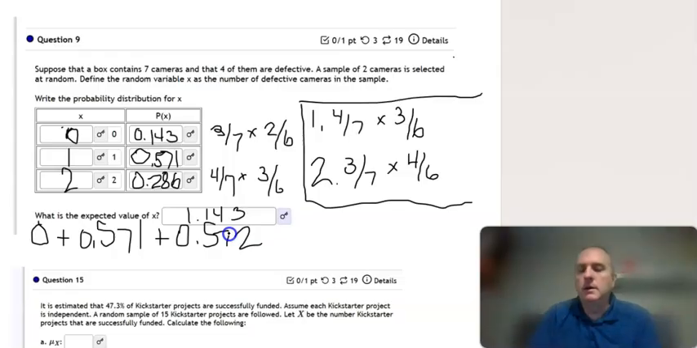So in the long run, if we keep repeating this over and over again, we would expect to get an average of 1.143 defective cameras in our sample of 2.